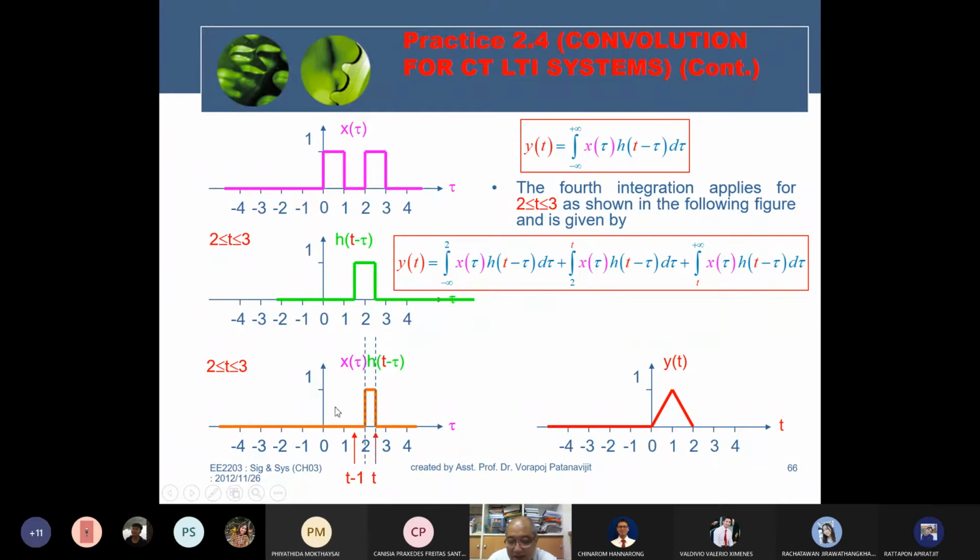Now the integration can be separated from minus infinity to 2, 2 to t, and t to infinity again. The first and the last equal 0, and only the middle one equals 1.